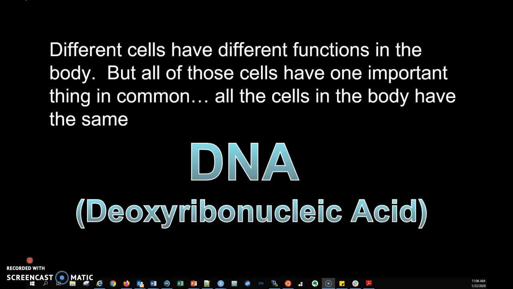What's really amazing about the human body in general is that despite having such different cell types that perform completely different things, so think skin cells compared to your immune cells that fight off infections, they all have the very same DNA inside of them.